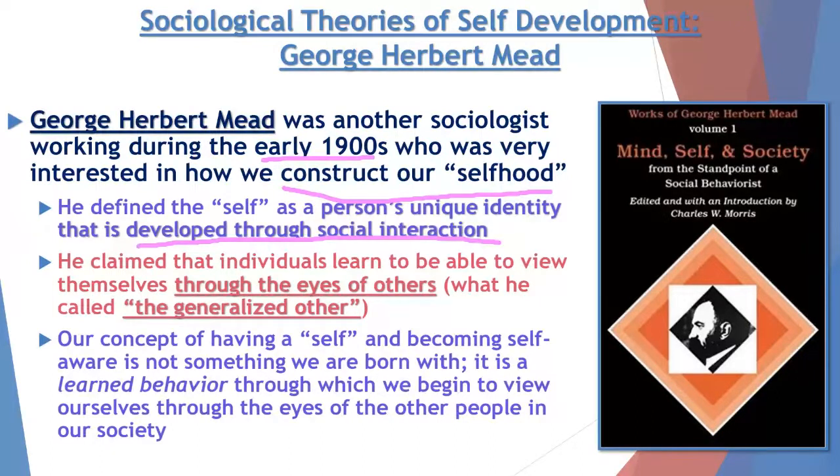So for him, basically, our concept of having our own identity, of having a self, being self-aware, is not something that we're born with. And those stories of feral children kind of illustrate that. A lot of those kids don't have this sense of personal identity. So it's something that is part of our society, this idea of having a self, of having a personal identity. So in many ways, having a self is a learned behavior. We begin to view ourselves through the eyes of other people.